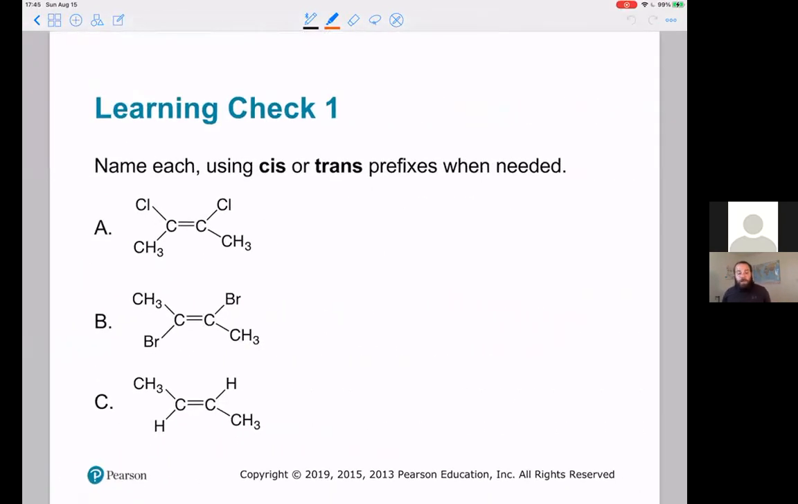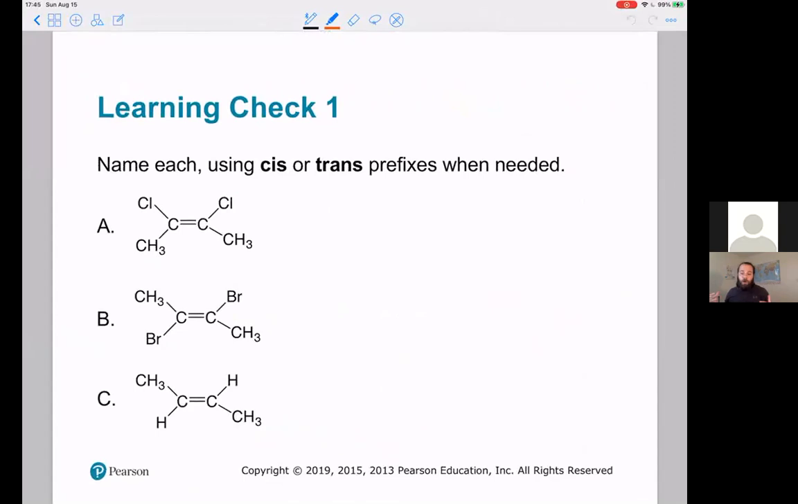So now we're going to have to incorporate this into our nomenclature. All we're going to do is name this compound just like we normally would, but stick either cis or trans at the beginning. So first of all, let's figure out whether this compound is the cis isomer or the trans isomer. So this would be cis because those chlorines are pointed on the same side.